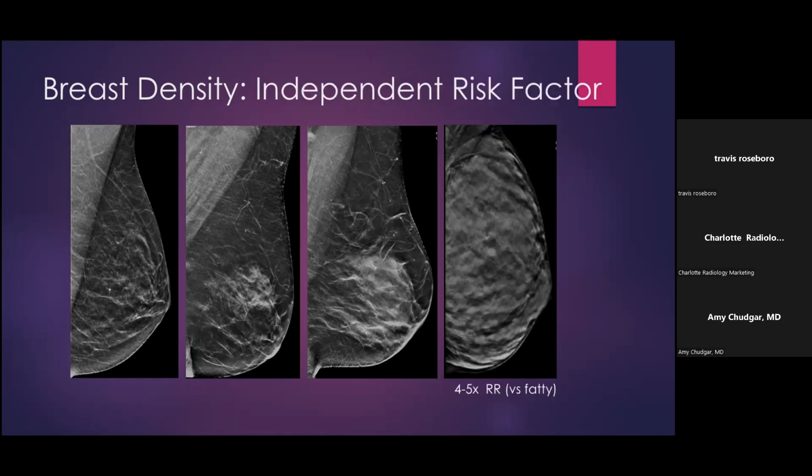Breast density itself is also an independent risk factor for developing breast cancer. When you compare somebody who has extremely dense tissue, they have a 4 to 5 times relative risk of developing breast cancer compared to somebody with a fatty breast, and a 2.1 times relative risk compared to somebody with an average density breast.